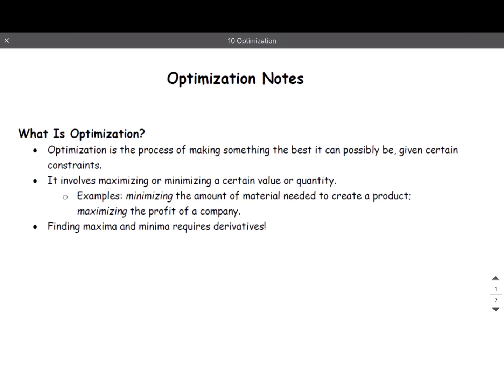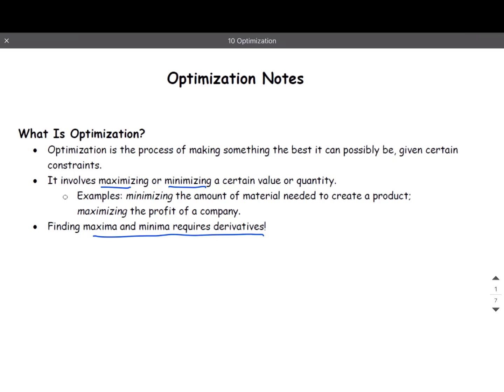So first off, what is optimization? Optimization is the process of making something the best it can possibly be given certain constraints. It involves maximizing or minimizing a certain value or quantity. Sounds familiar, right? We've used the first derivative to find maxes and mins before. We've even used the second derivative with the first derivative to find maxes and mins. Okay? So, just like we've done before.